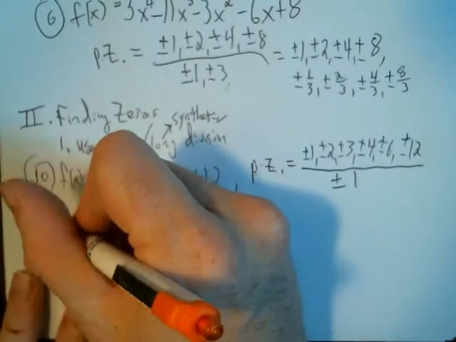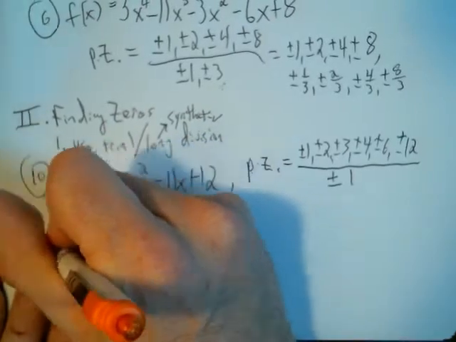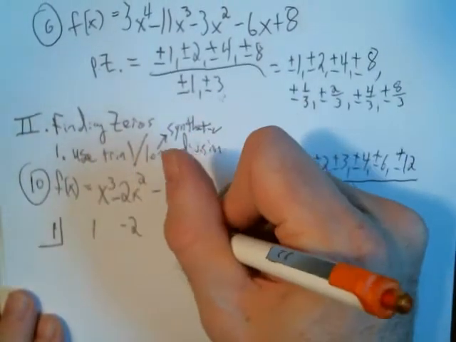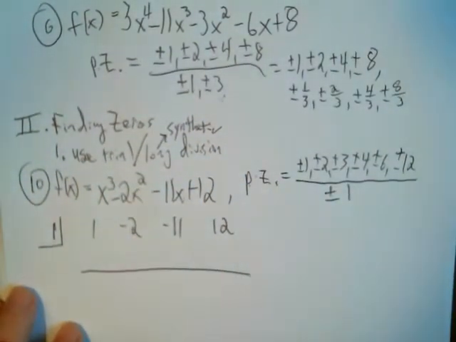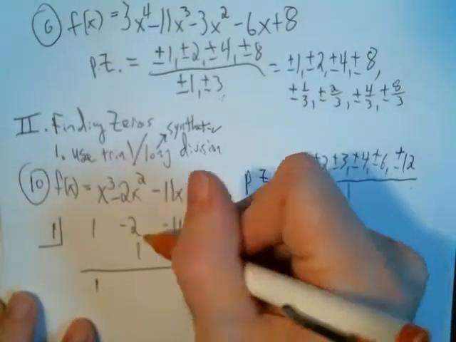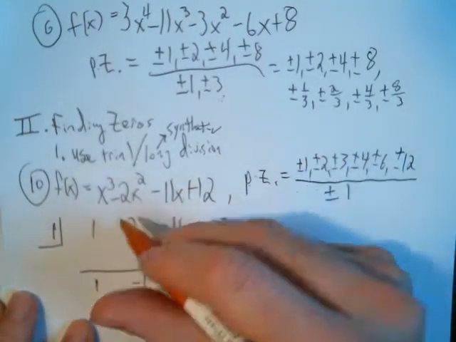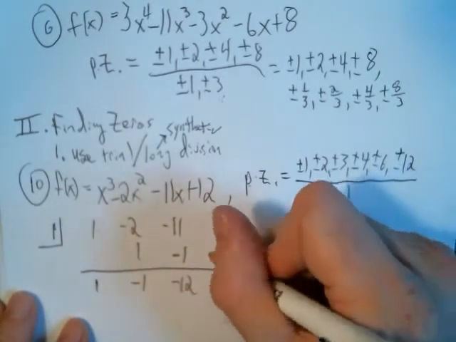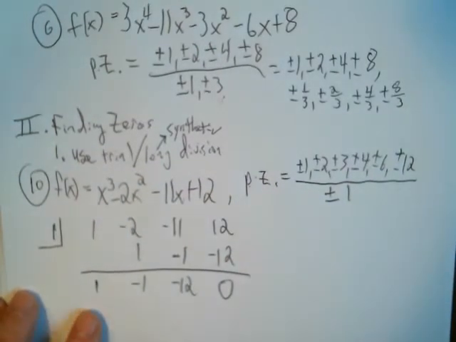So start with 1. And so you'll have 1 right here. And you'll do synthetic division. So 1, negative 2, negative 11, and then 12. So bring down the 1. 1 times 1 is 1. Negative 2 plus 1 is negative 1. 1 times negative 1 is negative 1. Negative 11 plus negative 1 is negative 12. 1 times negative 12 is negative 12. Oh, and we got super duper lucky, right? So this one is a 0 of the polynomial.